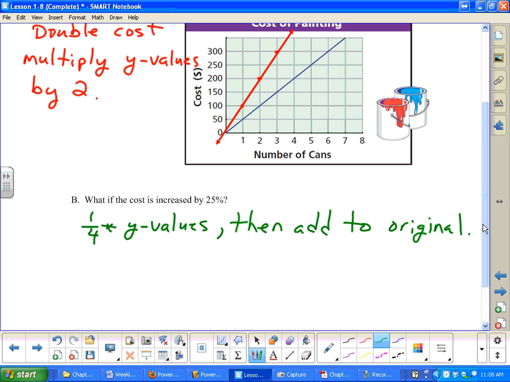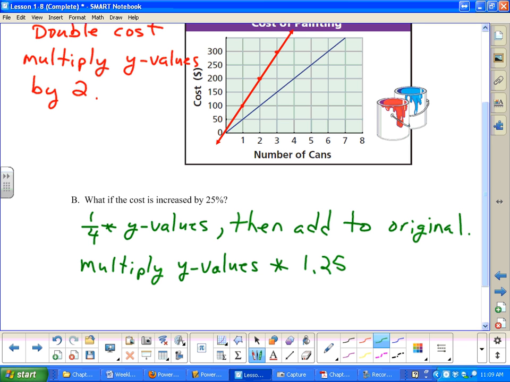Or the other thing you could do then is we could multiply the y values by 1.25. Okay, so basically we're talking about 125%. So this includes the original number is my 1, and then the 25% by the 0.25.